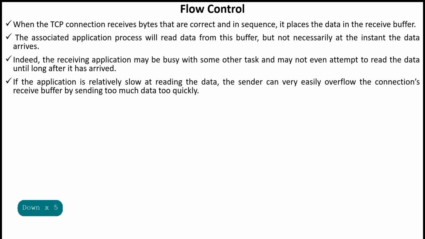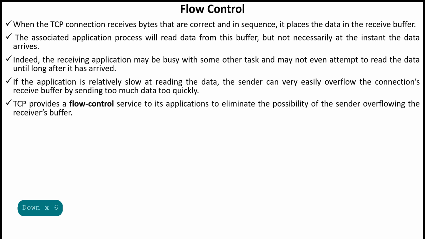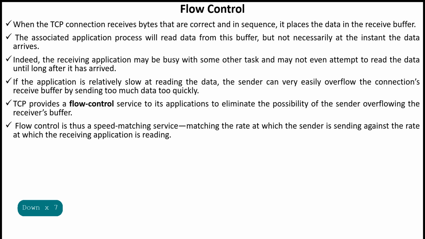If the application is relatively slow at reading the data, the sender can very easily overflow the connection's receive buffer by sending too much data too quickly. TCP provides a flow control service to its applications to eliminate the possibility of the sender overflowing the receiver's buffer. Flow control is thus a speed matching service, matching the rate at which the sender is sending against the rate at which the receiving application is reading.